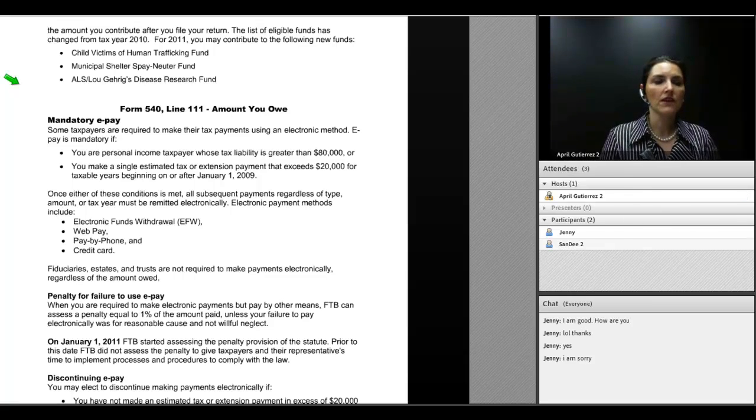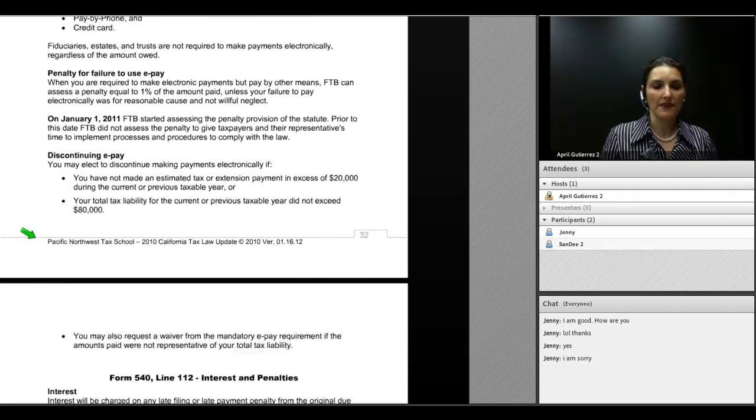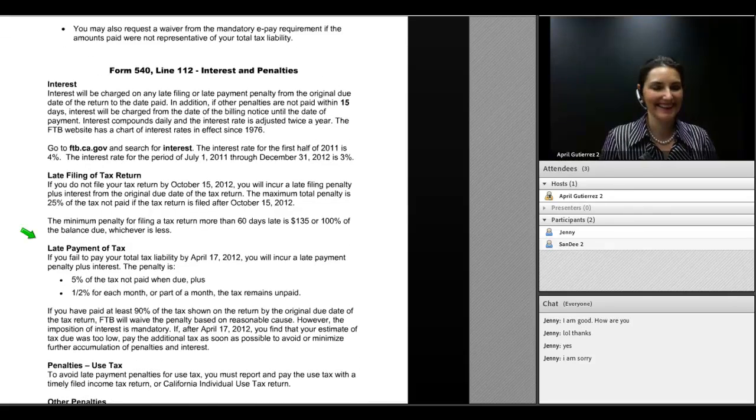Also, another reminder here that California has mandatory e-pay for individuals who have a liability on their California return that is greater than $80,000 or who made a single estimated tax or extension payment that exceeded $20,000. And there are penalties for failure to use e-pay when you are required to. In earlier years, California did not assess the penalty, but California has now begun to assess the penalty, and the penalty is 1% of the amount that was not paid through e-pay.